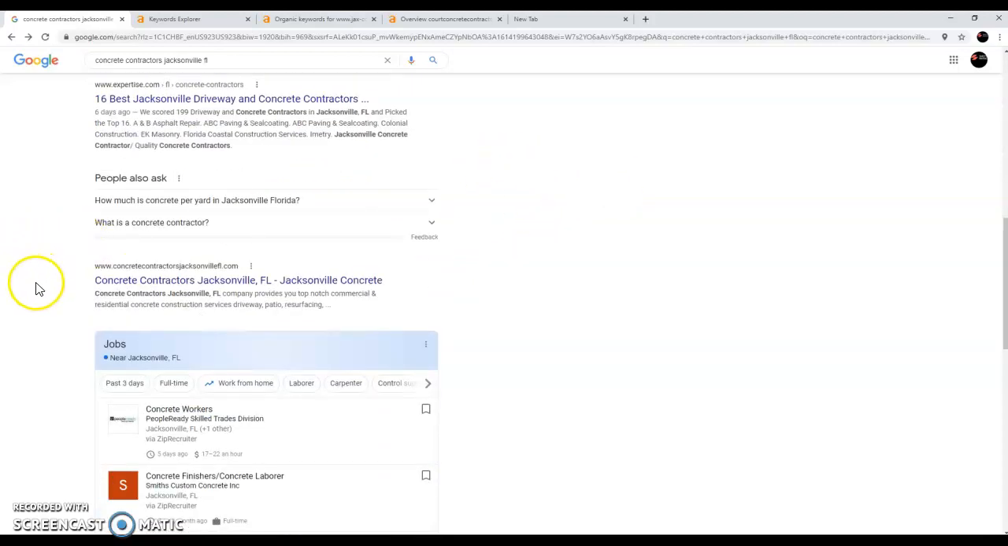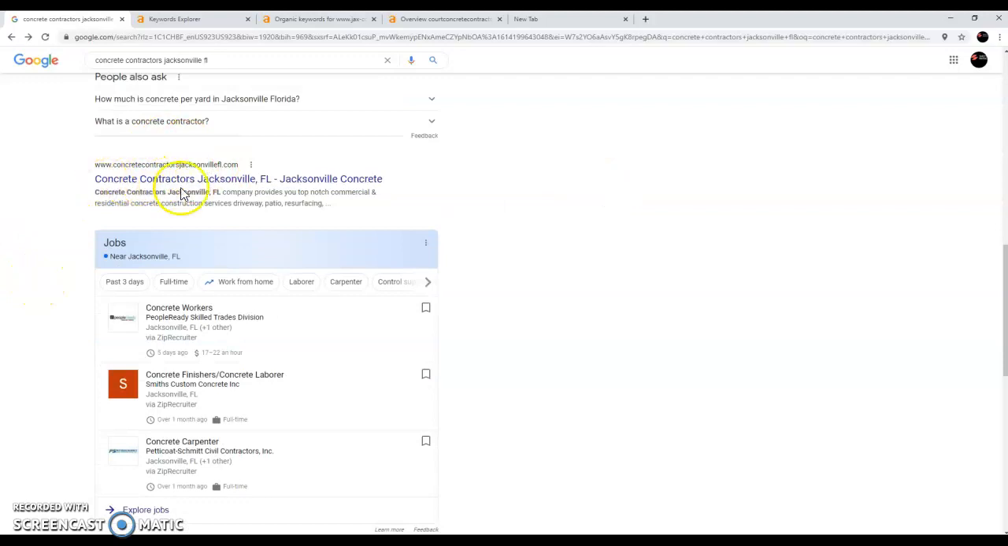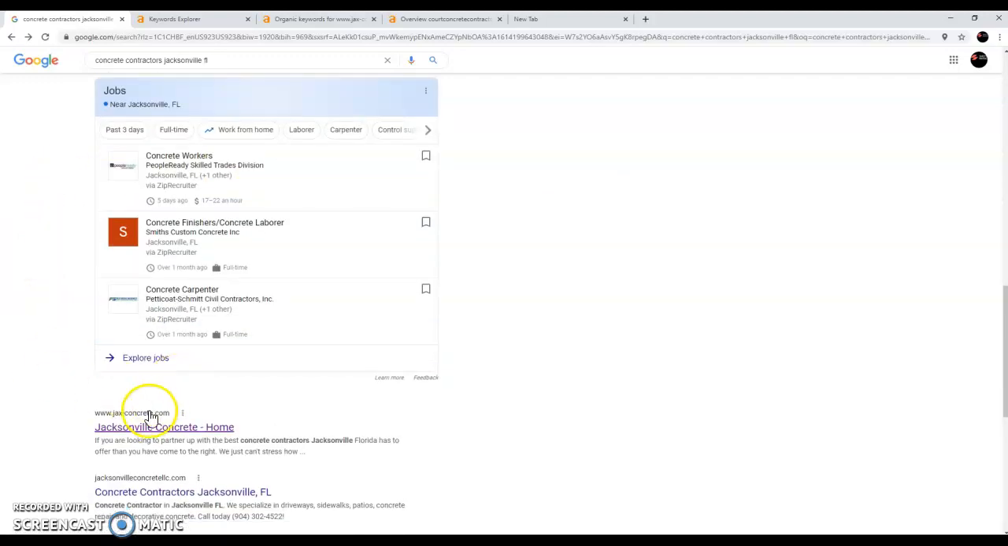So the first thing we see is Concrete Contractors Jacksonville, Florida, and Jacksonville Concrete. Now, there's two main components to building a website: content and the backlinks that power it. I'll go over that in a little bit of detail, not too much because I don't want it to be too overwhelming.